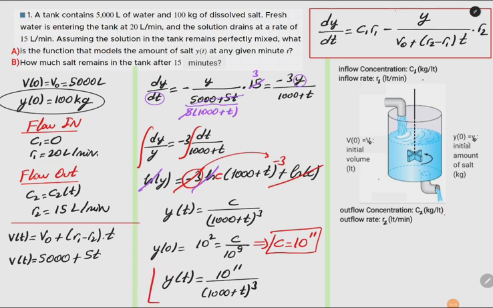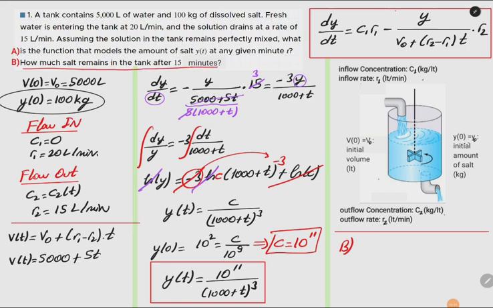My dear friends, I am done with the function, part A. And let me write part B. It is just an evaluation of the function at 15 because we are asked how much salt remains in the tank after 15 minutes. This is the function that gives us the remaining salt after t minutes. I'm going to evaluate this function at the value t is equal to 15. So y(15) is equal to 10 to the 11 divided by (1000 plus 15) cubed.